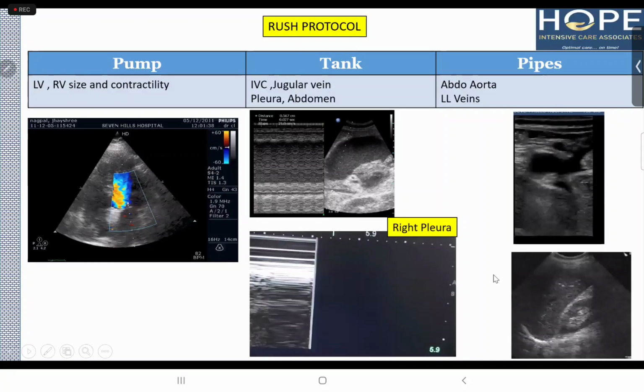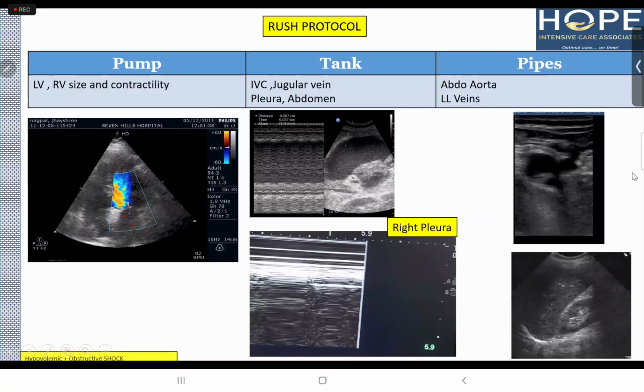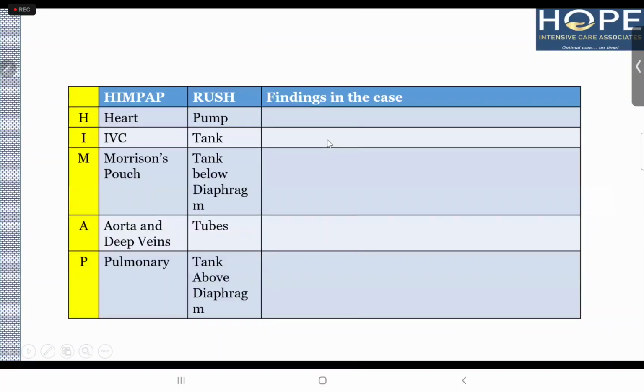Right, so here you can create a HiMAP chart. Would anybody like to put your words here? Heart, what did you find? It's an empty, rapid, hyperdynamic LV, correct? Yes, and IVC empty, Morrison's pouch empty. Aorta, deep vein, no DVT. And pulmonary, there is pneumothorax. A few of them have said barcode sign. Correct. So now let's manage this patient forward.